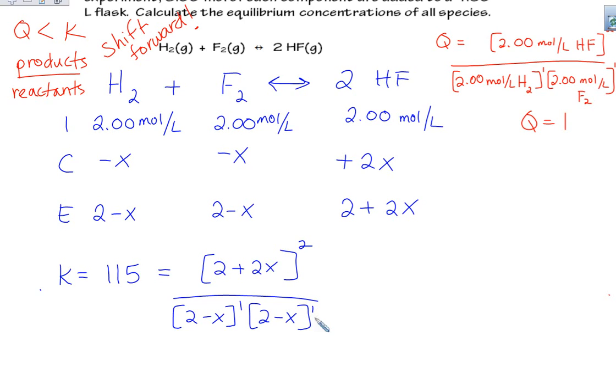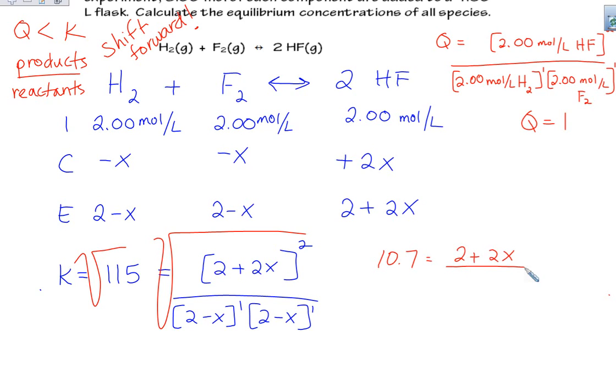Could we just take the square root of both sides right away? Is that okay? Can I just go like this and like that? Because you see how really on the bottom it's like 2 minus x times 2 minus x. So let's take the square root of both. And let's say this is about 10.7 equals 2 plus 2x over 2 minus x.